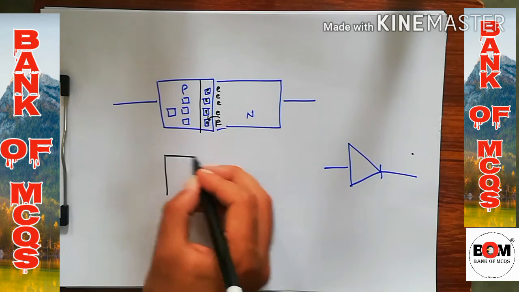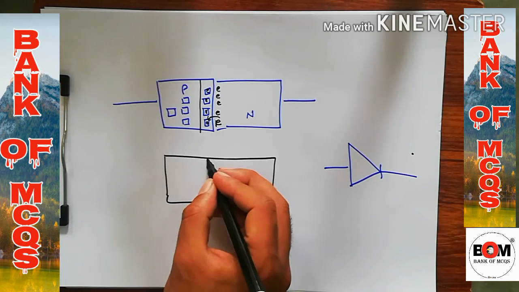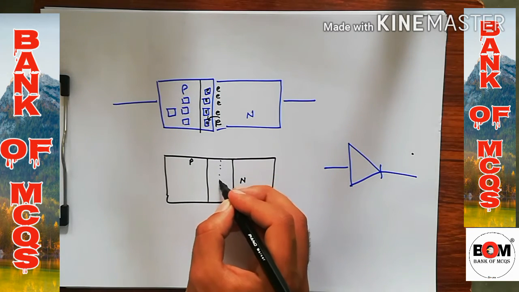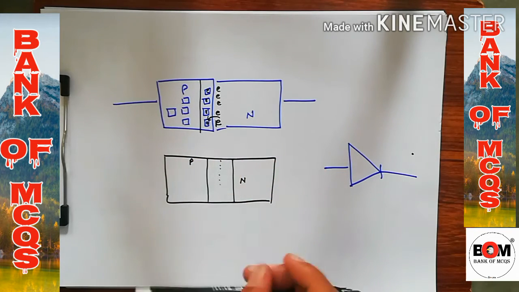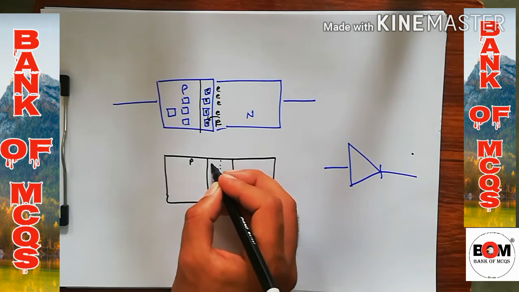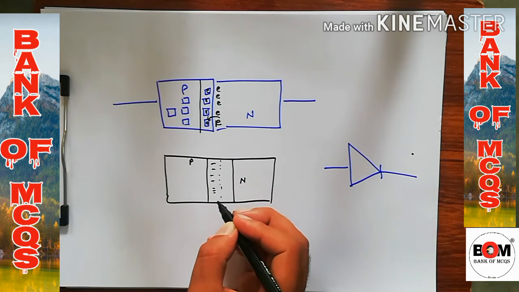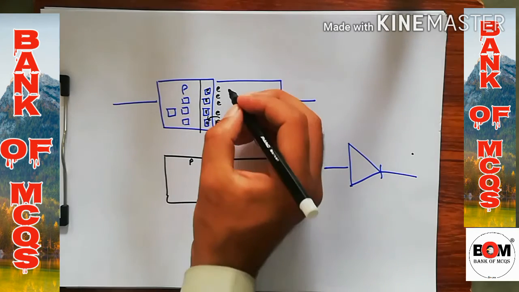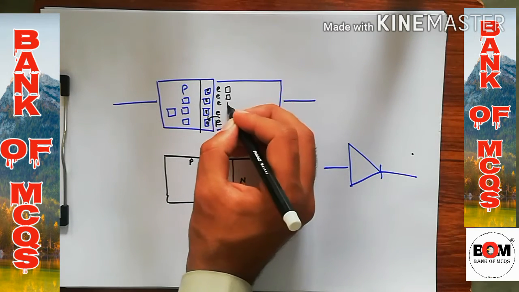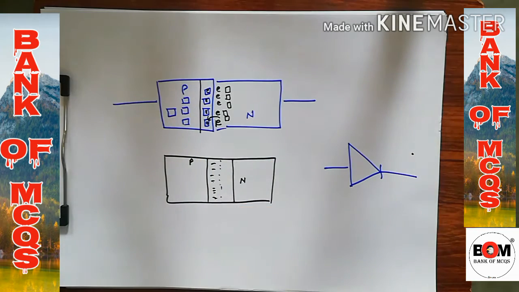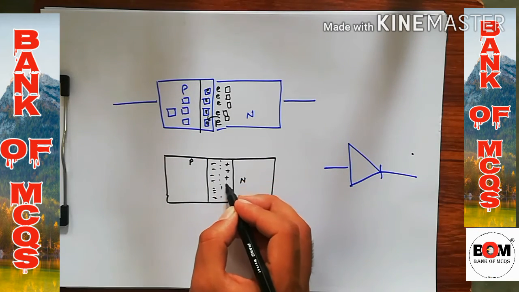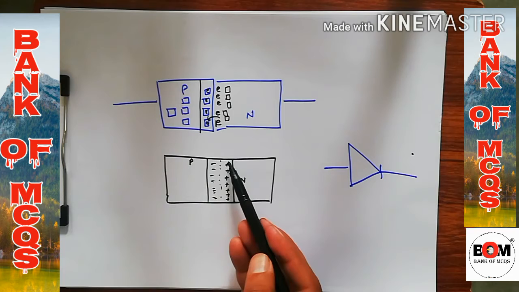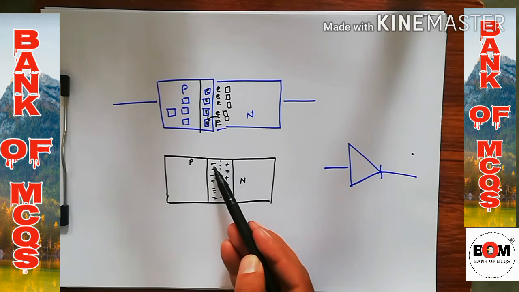What will happen? If this is a PN junction, this was P, this was N. Actually at the start this was like this. This was P and this was N. But electrons come from this portion to this and form negative ions. Done? Now if electron moves from here to this, on the other side here we will form positive ions.